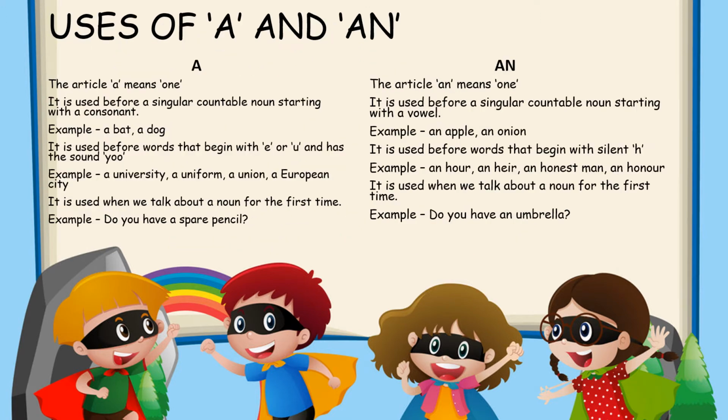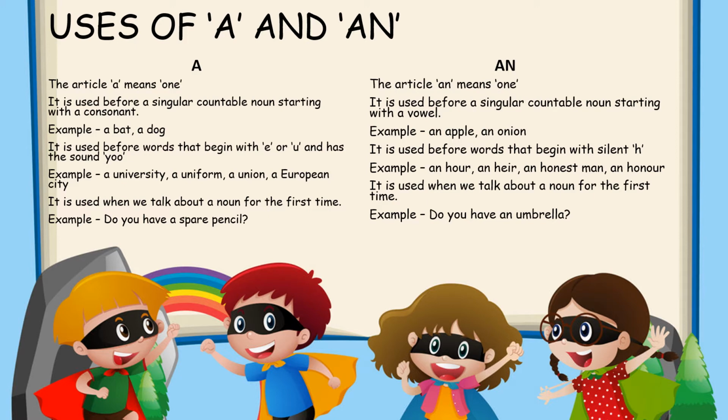So, at first, let us look at the uses of a and an. The article a means one. So, when you use a, the noun has to be singular. The noun has to be one. If it's only one, you can use a. You cannot use a with plural nouns. It is used before a singular countable noun starting with a consonant. What are consonants? Consonants are the letters other than A, E, I, O, U.